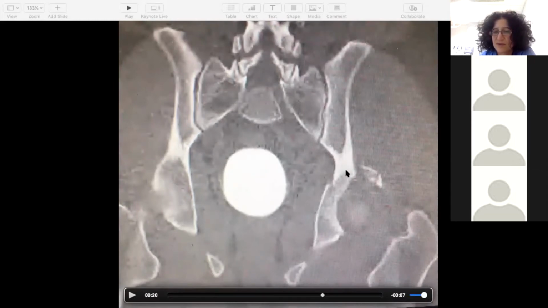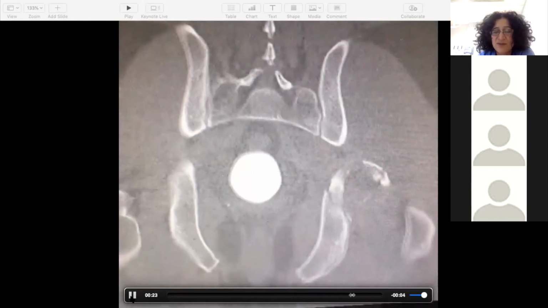Posterior column, and there's a little step in the posterior column, and we're seeing some posterior wall as well. So what type of fracture is this? Transverse. Transverse with posterior wall. Transverse posterior wall. Fantastic.